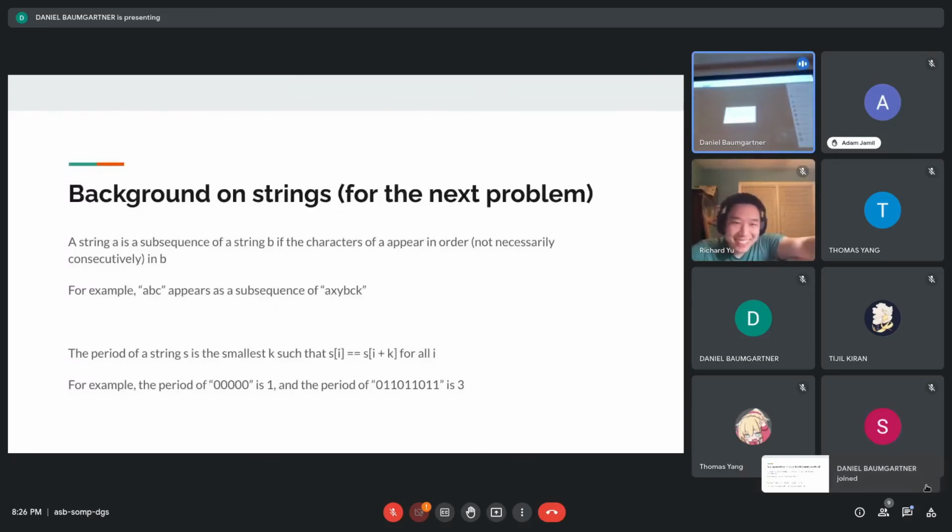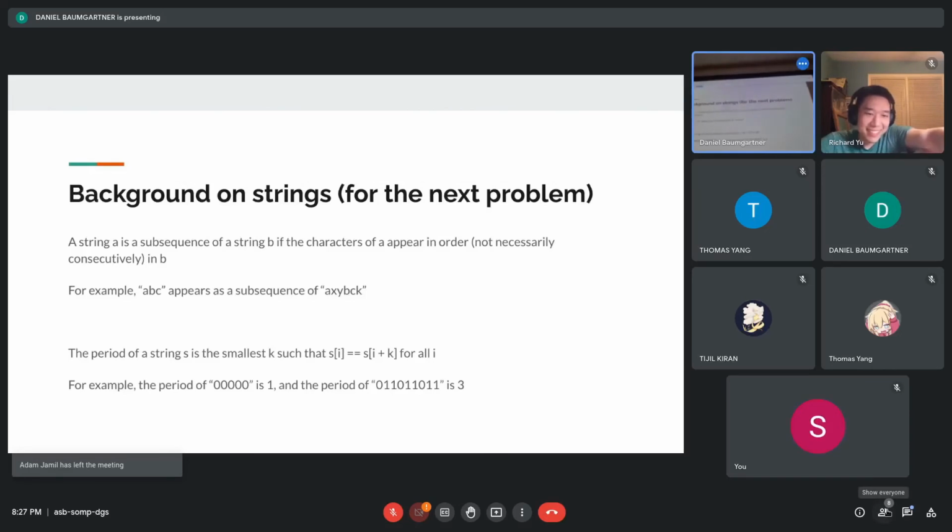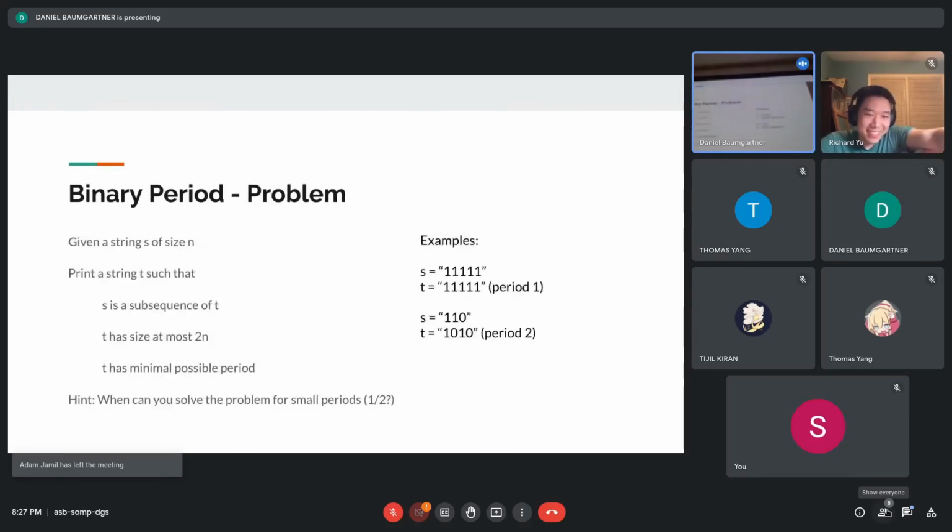You don't have to minimize the length. Okay, so that is a key part of the problem. You're not trying to minimize the length, but you are trying to minimize the period. So if the string is only zeros, you would just basically repeat it. If it starts with the 1 and has zeros, you would use the string 1, 0, 1, 0. And if it starts with 0 and has 1, you would use the string 0, 0.